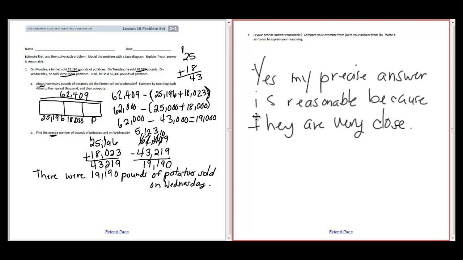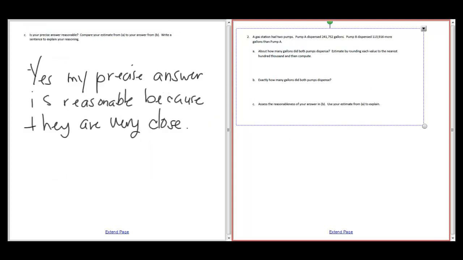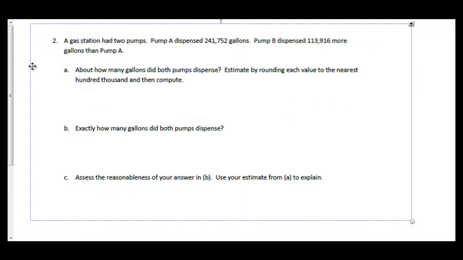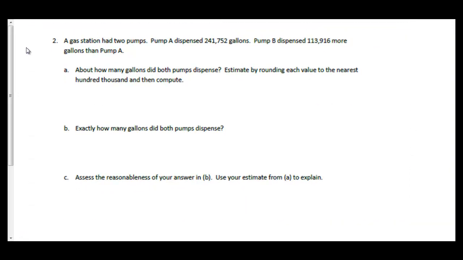All right, let's take a look at the next page. Okay, so a gas station has two pumps. Pump A dispensed 241,752 gallons. Pump B dispensed 113,916 more gallons than Pump A. About how many gallons did both pumps dispense? Estimate by rounding each value to the nearest 100,000 and then compute.